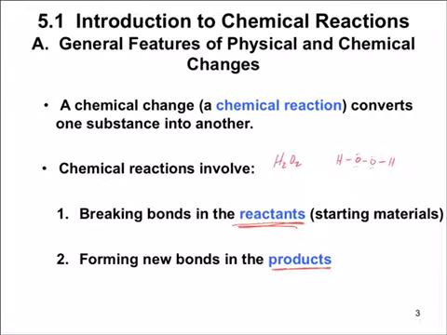When I turn that into water and oxygen gas, we know what water looks like. That's HOH, like that. And O2 has a Lewis structure that looks like that. So we can see we've had to break some bonds and make some bonds. Okay? So break bonds in the reactants, form new bonds in the products.